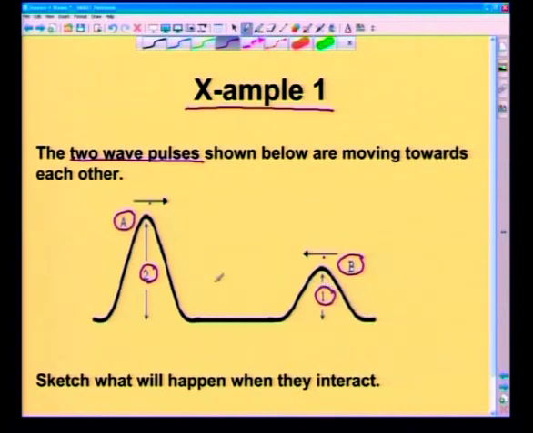They are both pulses of two waves. Because they are moving in opposing directions, at some point they are going to meet. So say they meet at that point there. If they meet at that point, what are we expecting to happen? Because these are pulses with the same orientation, both in the upwards disturbance, when they meet here, they are going to reinforce each other.